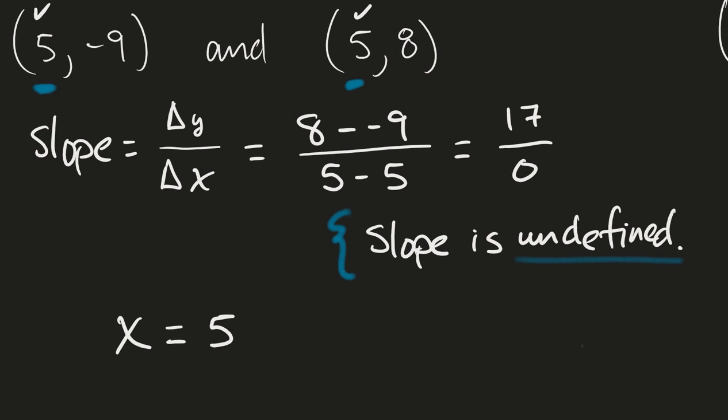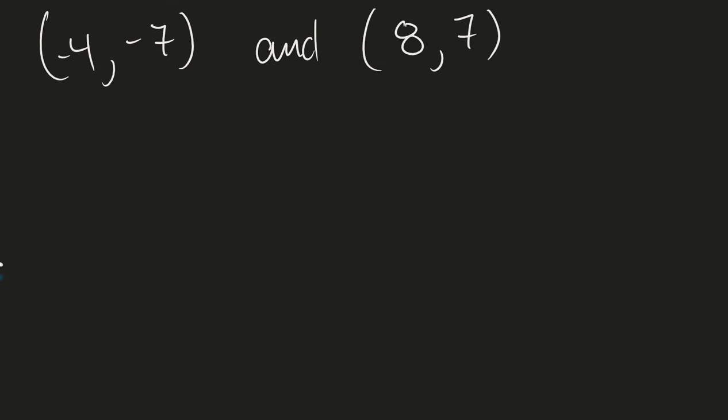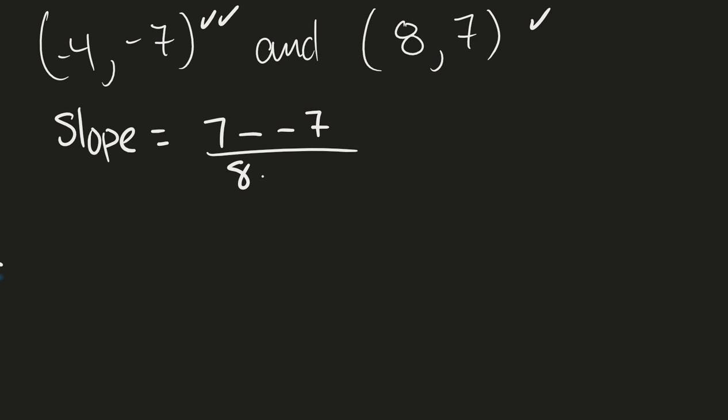Let's look at an example where perhaps that's not going to happen. We'll look at this, and we're going to find our friend the slope again. In this case, I'm just going to start with my second point. I'm going to start with this point and then go to this point. So I'm going to write 7 minus -7 over 8 minus -4. So my numerator ends up being the number 14, and the denominator is 8 plus 4, which is 12.